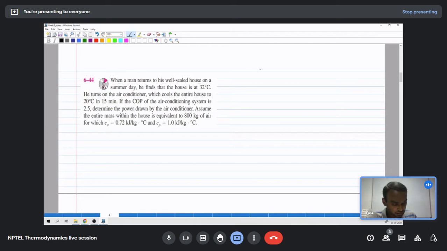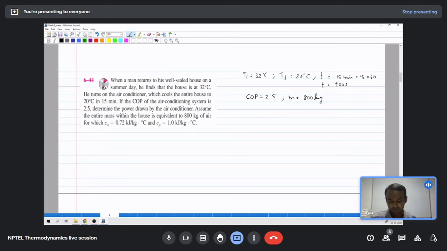So T initial is equal to 32 degrees Celsius, T final is 20 degrees Celsius, and time taken is 15 minutes. So this is 15 into 60 seconds, so this is 900 seconds. If the COP of the air conditioning system is 2.5, so COP is given as 2.5. Determine the power drawn by the air conditioner. Assume the entire mass within the house is equivalent to 800 kg. So that is M is 800 kg.